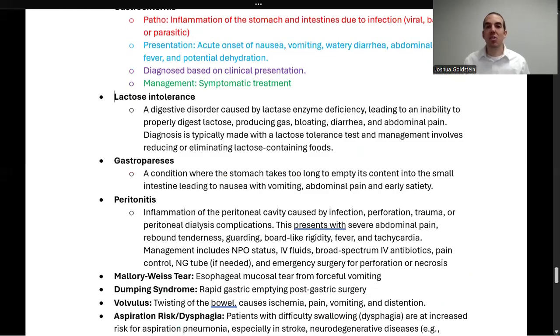Next, we have gastroenteritis. Gastroenteritis is the number one diagnosis of patients that come into the ER with abdominal pain or nausea or vomiting.